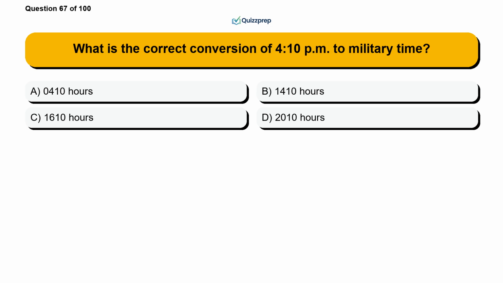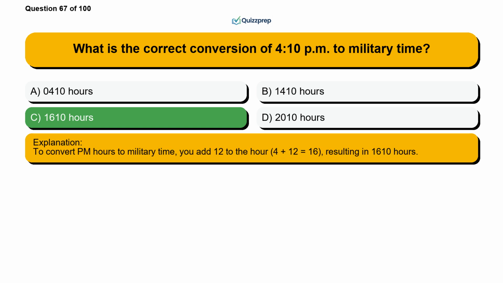Question 67. What is the correct conversion of 4:10 p.m. to military time? Option A, 0410 hours. Option B, 1410 hours. Option C, 1610 hours. Option D, 2010 hours. The correct answer is option C, 1610 hours.